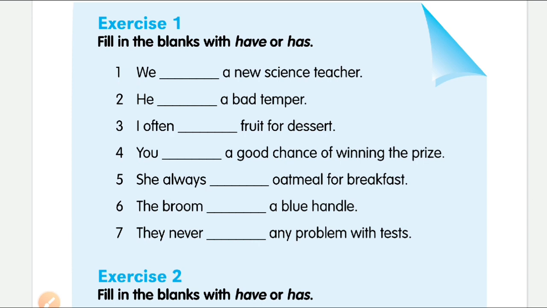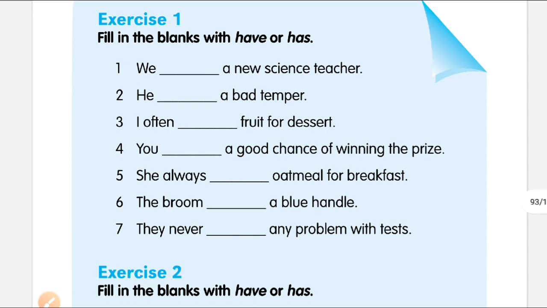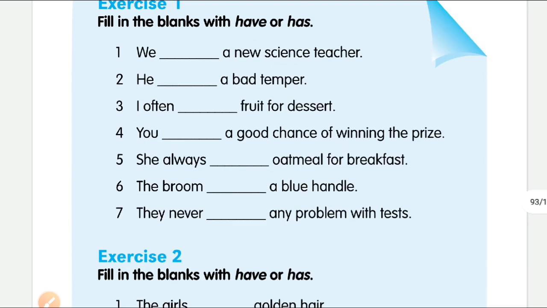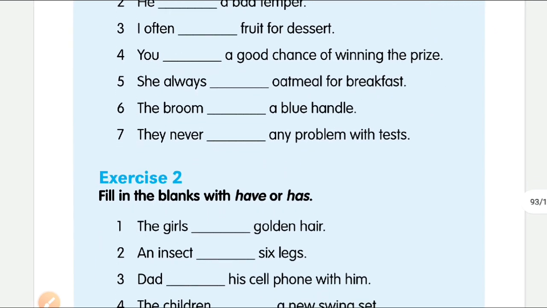You dash a good chance of winning the prize. You have. She always has. The broom has. They never have any problems with that. So here you can see the broom has, because it is third person and singular number.